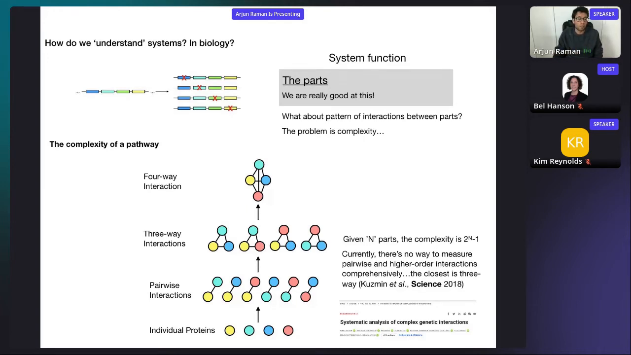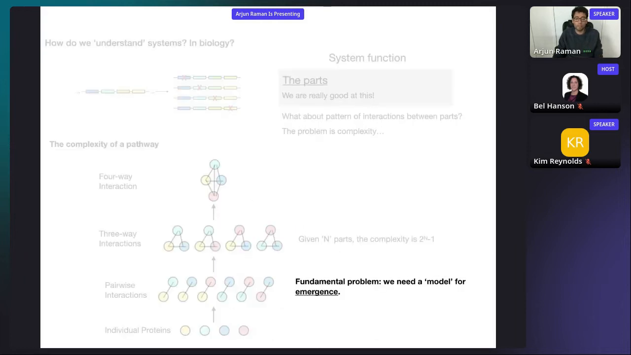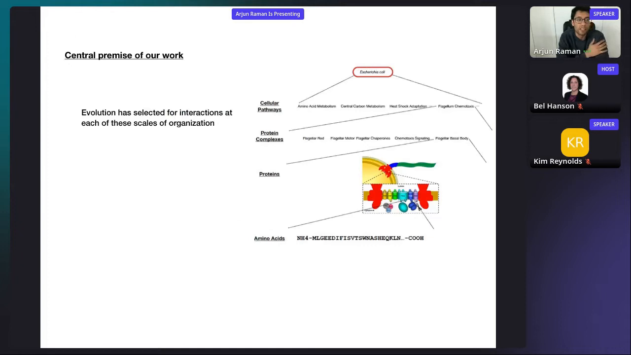So combining all of these observations together, I think we arrive at a fundamental problem, which is that we need a model for emergence. That is, we have to be able to scale from pairs of interactions to higher order interactions. And we need to be able to do this in some sort of general way that doesn't require infinite resources. Imagine one now has 100 proteins in the pathway. This becomes a completely intractable problem experimentally. So this problem forms the central question of our work. How can we create a model of emergence given the constraints that we have with experiments?